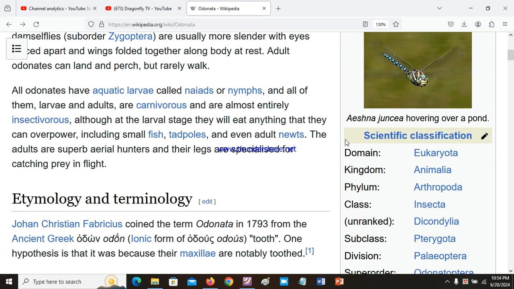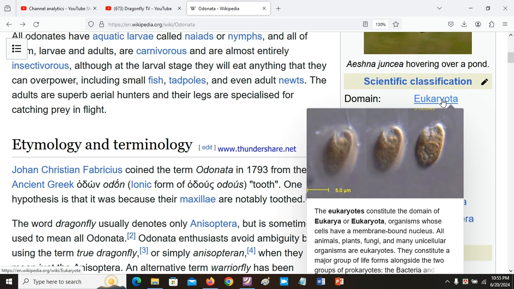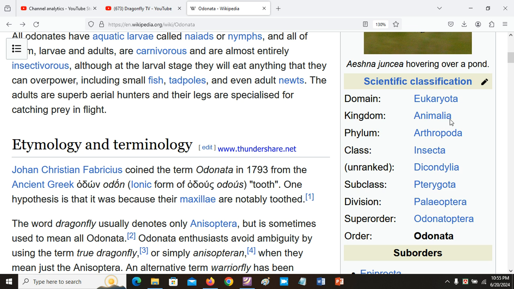And now look at the scientific classification of Odonata. Domain Eukaryota, and the eukaryotes constitute the domain of Eukarya or Eukaryota, organisms whose cells have a membrane-bound nucleus. Kingdom Animalia, phylum Arthropoda, class Insecta, unranked.